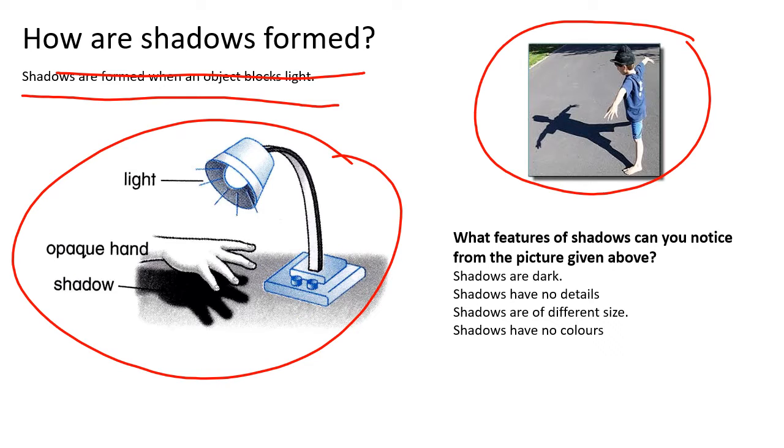Also, the size of the shadow will change. We have already learned it. And different objects have shadows according to their shape, which means all the shadows are not of the same shape. It depends upon the object forming the shadows.